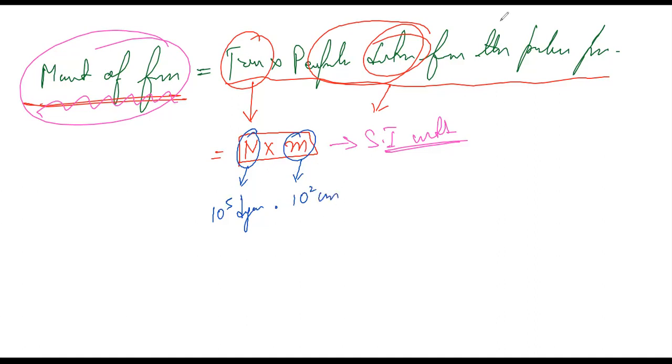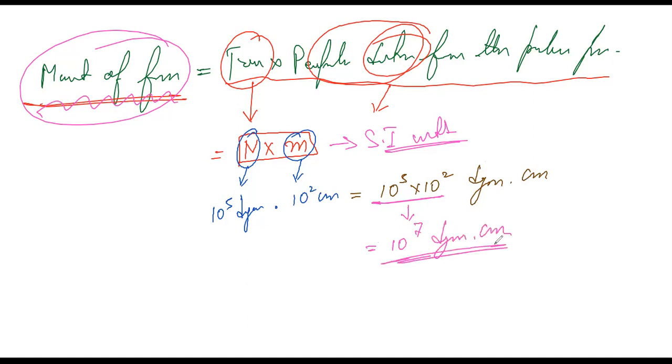So if you are changing for this one, it will be 10 to the power 5 into 10 to the power 2 dyne centimeter. When you compile this, you will have 10 to the power 7 dyne centimeter. Is it clear? Yes, sir. So please be mindful of this one. It is very, very important.